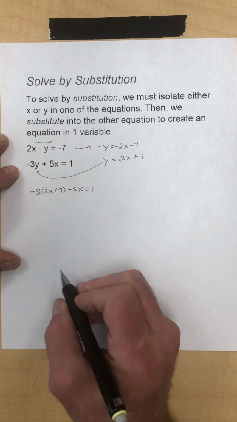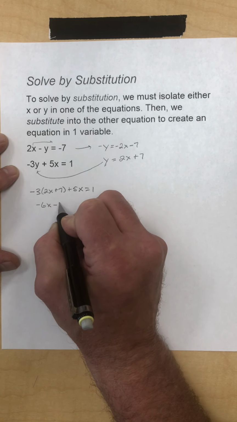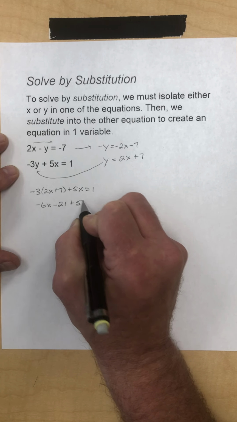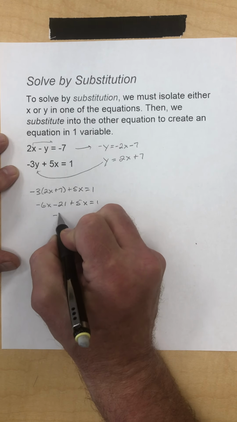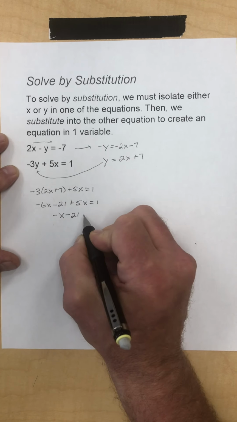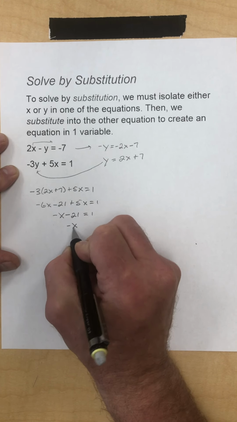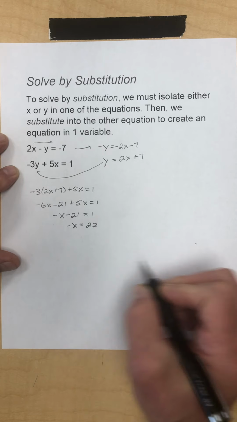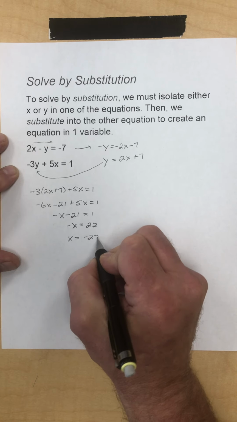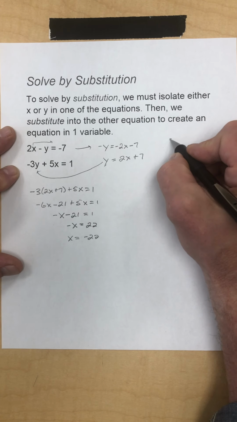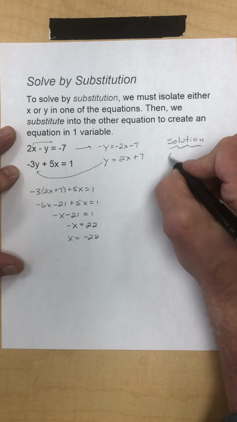Okay, so this is going back to Algebra 1. Distribute the -3, so I get -6x minus 21 plus 5x equals 1. Collect similar terms, so I get -x minus 21 equals 1. And then add 21 to both sides, so I get -x equals 22, and then divide both sides by -1, so I get x equals -22. So my x coordinate of my solution is -22.